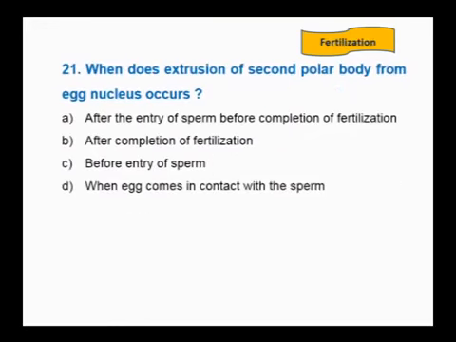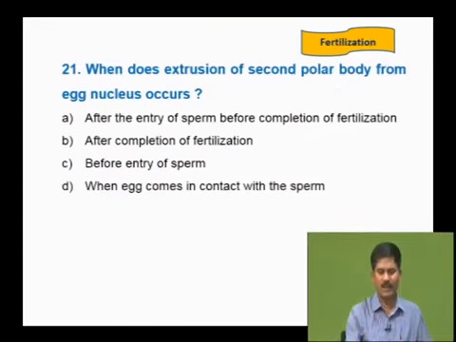When does extrusion of the second polar body from the egg nucleus occur? I was explaining in the previous question: when sperm enters into the cytoplasm of the egg, the first event is completion of second meiosis by the secondary oocyte.